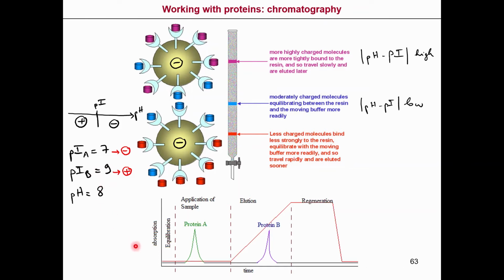To do that, we have two solutions. We can change the pH. If we increase the pH to 9, in this case, protein B will be neutral. So protein B will no longer have interaction with the beads, so it can be eluted. So this is the first solution.